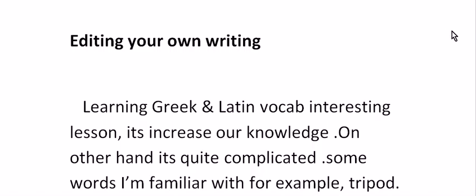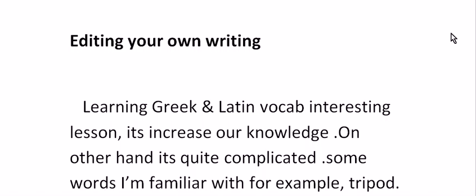To become more accurate in your writing, you should always edit your own work before you hand it in to your teacher. So today I'd like to take you through this process of how you edit your own work and pick out mistakes that are quite common.